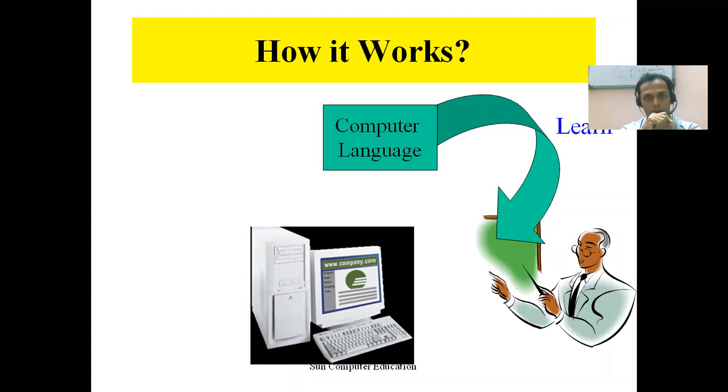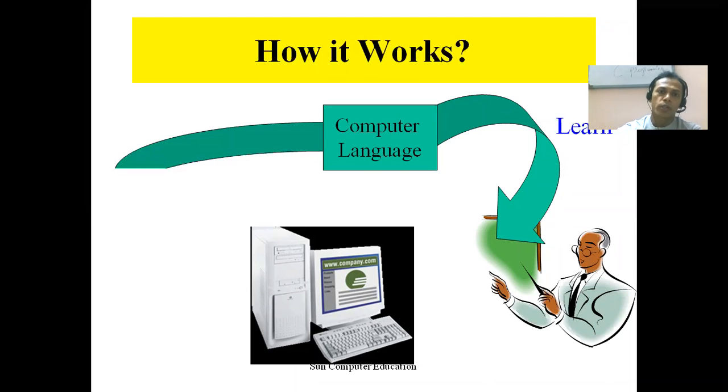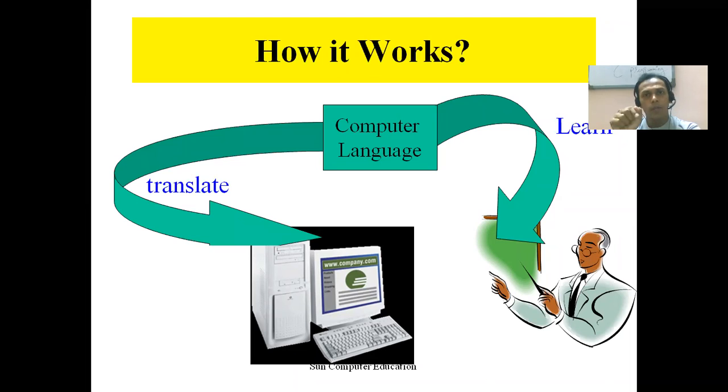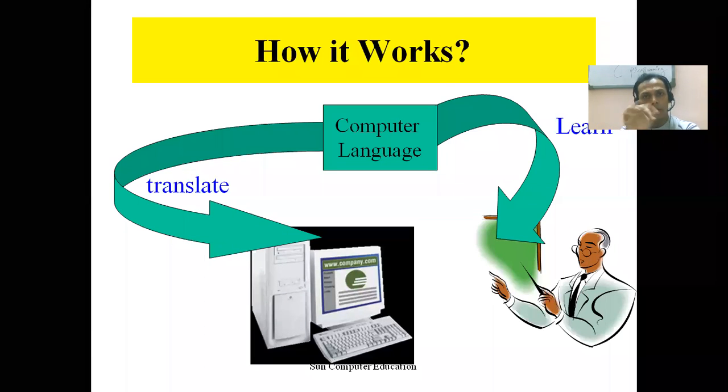So what we do is, we use a translator. Can be interpreter, assembler, compiler. So we use a translator. Every time we write a program in C language, C++, Java, it has to be translated into machine language, means binary language, means ones and zeros. And this is how it works.